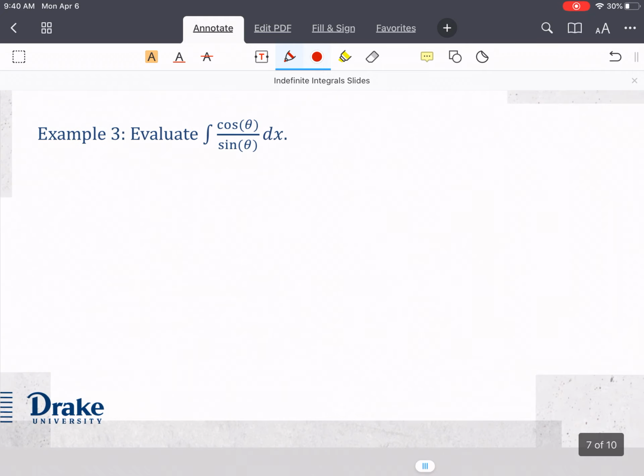Next example, we have the integral of cosine theta over sine squared theta d theta. This is a trigonometric function. One thing that could be useful here is to try to rewrite the function such that it helps us evaluate it.